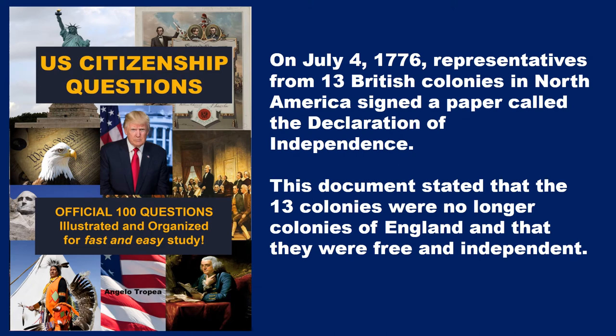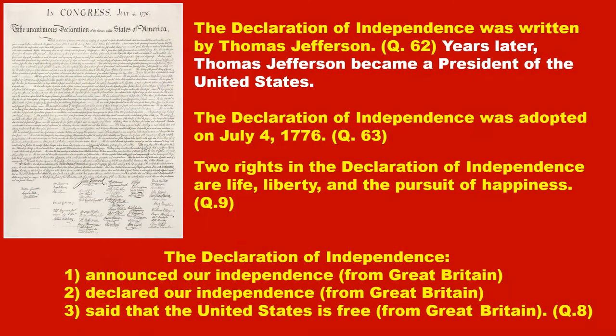On July 4, 1776, representatives from 13 British colonies in North America signed a paper called the Declaration of Independence. This document stated that the 13 colonies were no longer colonies of England, and that they were free and independent. The Declaration of Independence was written by Thomas Jefferson. Years later, Thomas Jefferson became a president of the United States. The Declaration of Independence was adopted on July 4, 1776.